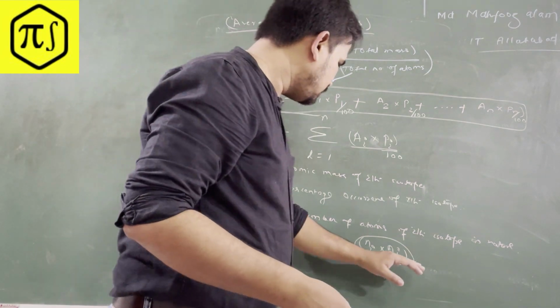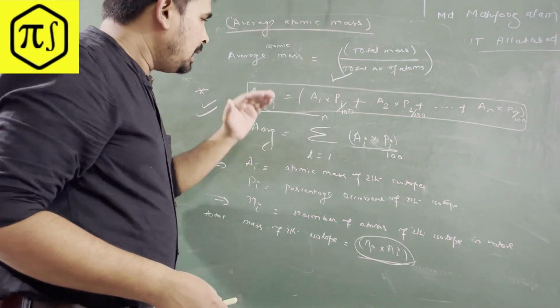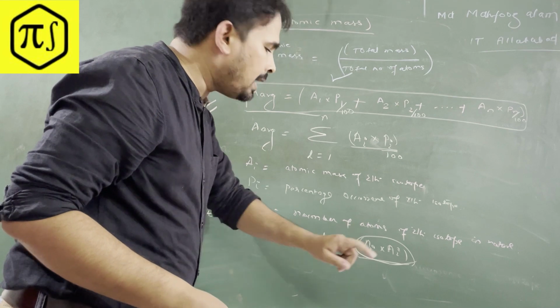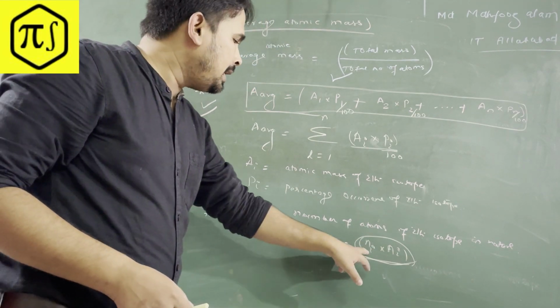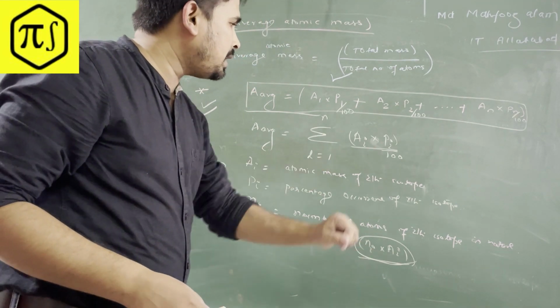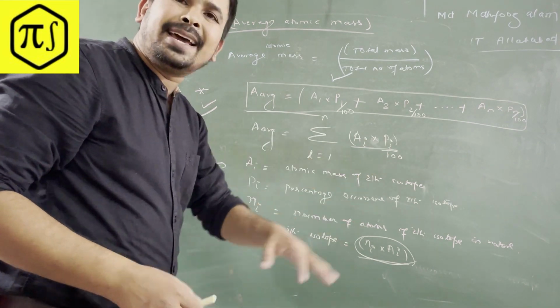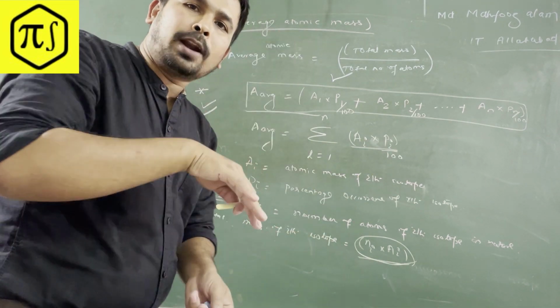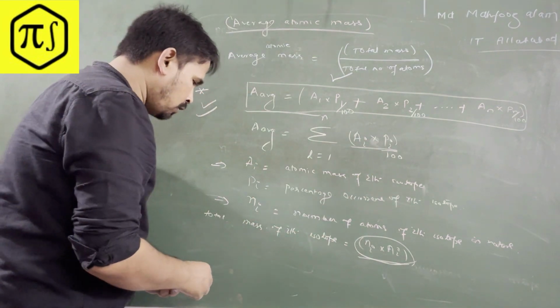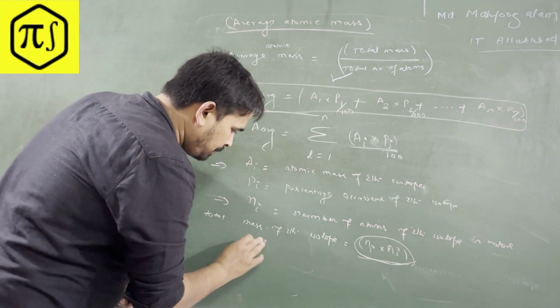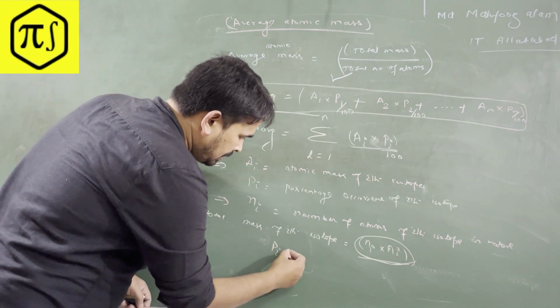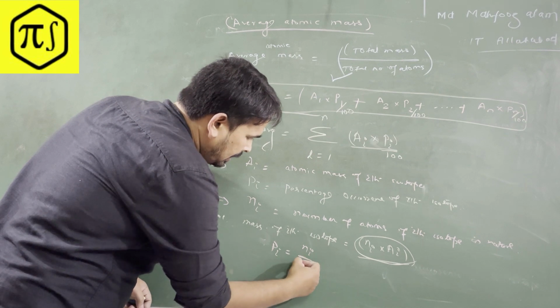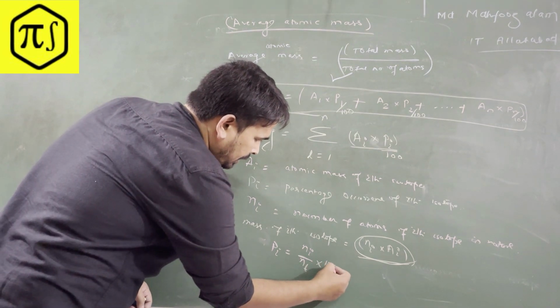Now, so Ni into Ai. Now guys, one more relationship: how to find out the Ni. Because for Pi and Ni we have the relationship we derived before, the definition. So we know this one also: Pi equals Ni by Nt into 100.